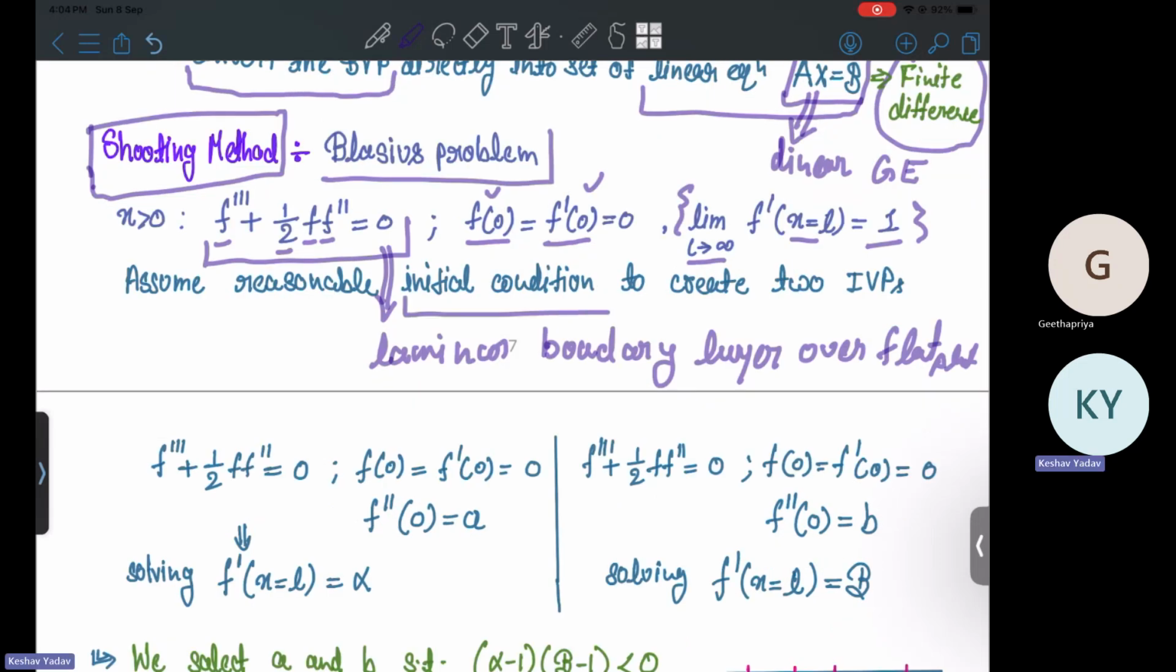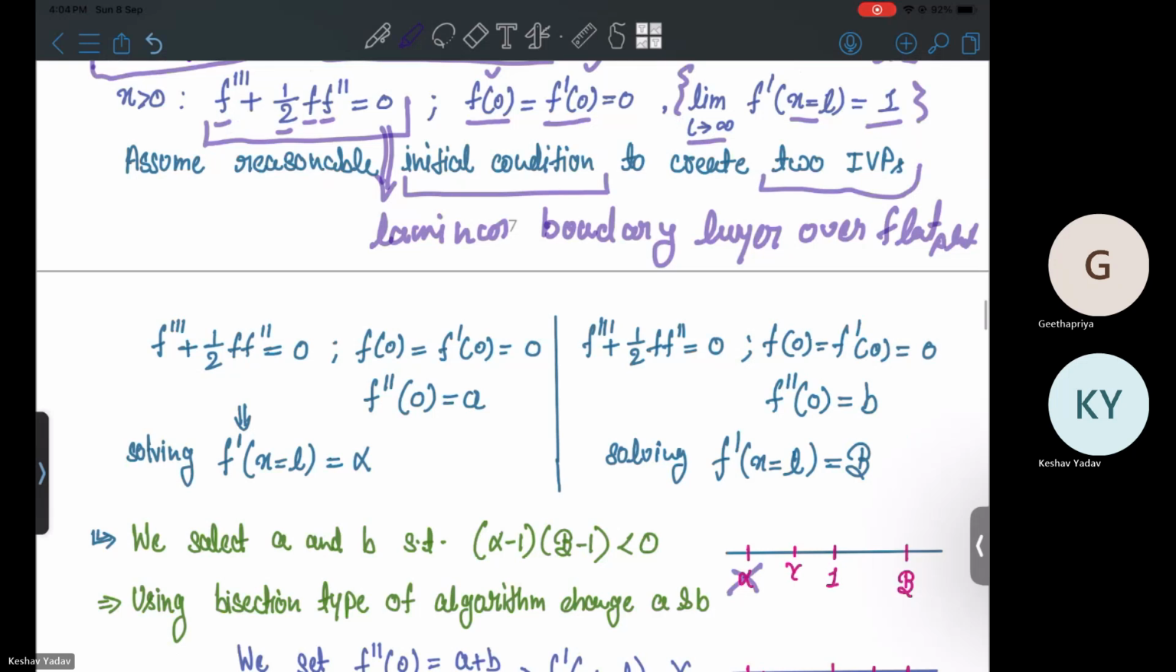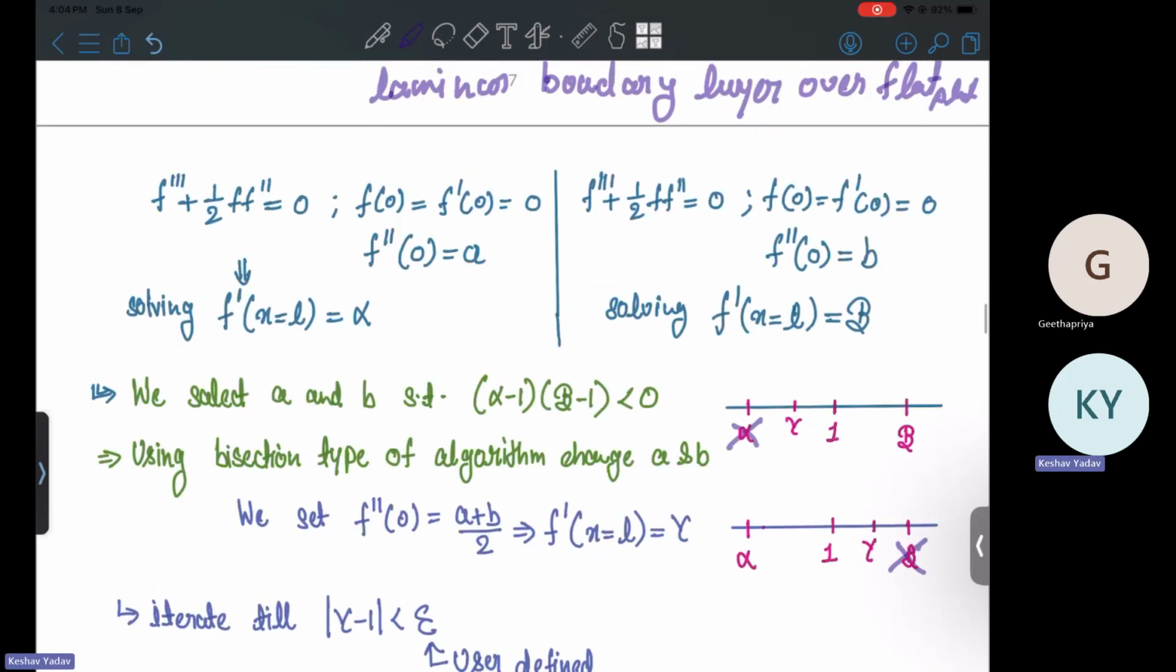So we need to assume some initial condition to convert this into two initial value problems. How can we convert it? So I am assuming f double prime at x equal to 0 equals A, and f double prime at x equal to 0 equals B. And the same equation and the same other initial condition we have.